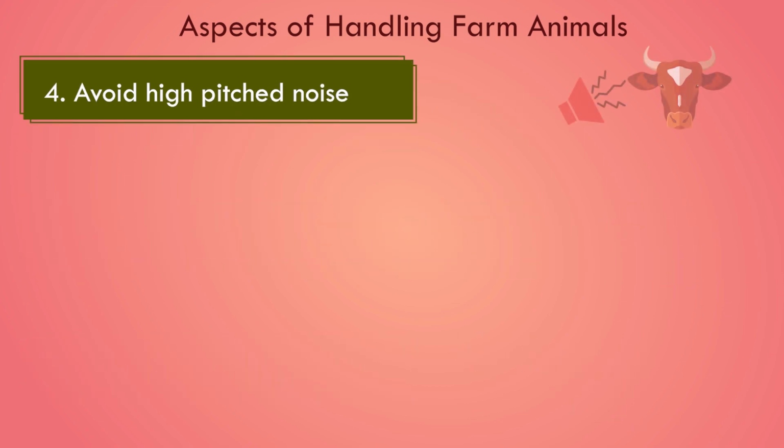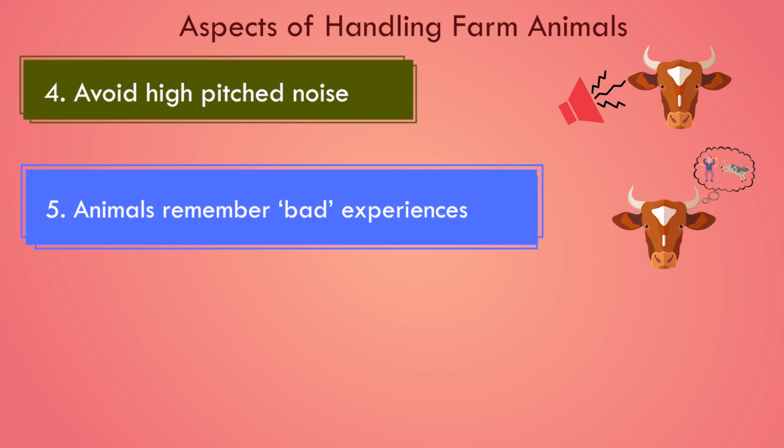Then the fourth point is avoid high-pitched noises. Animals are frightened by high-pitched noises. When cattle are moved quietly, they remain calm and are a lot easier to handle. So the fifth point is animals remember bad experiences. Cattle also remember bad experiences and create associations from fearful memories. For example, if a bald man caused pain to a cow, the same cow may exhibit fear towards all bald men.